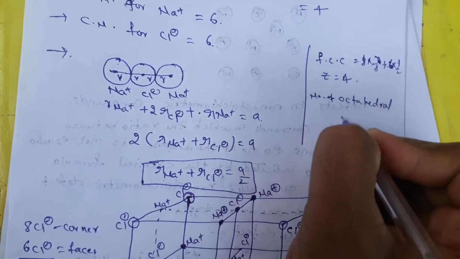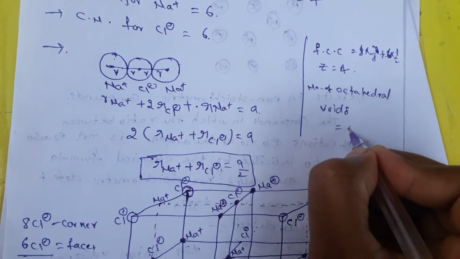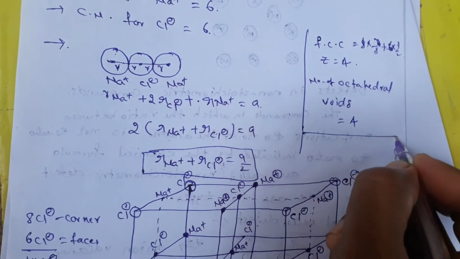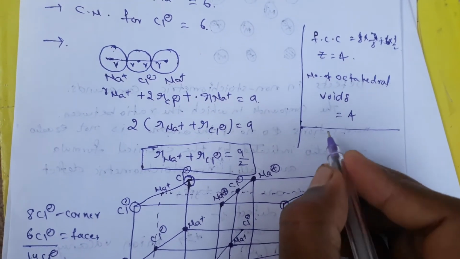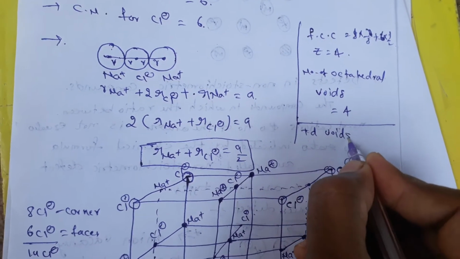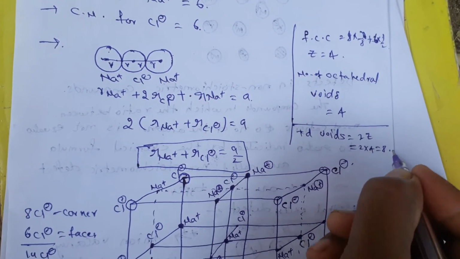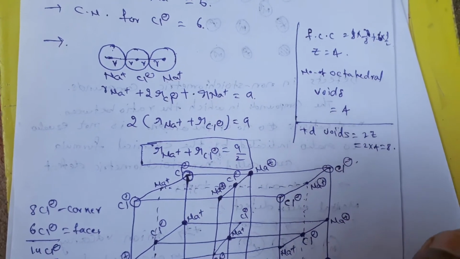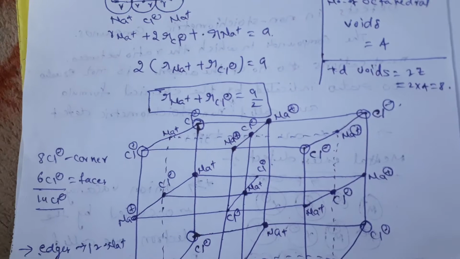Octahedral voids are equal to the Z value. And how many tetrahedral voids are present? Tetrahedral voids is equal to 2Z. That means 2 into 4, that will give you 8. So here 8 tetrahedral voids and 4 octahedral voids, so 12 total voids will be present.